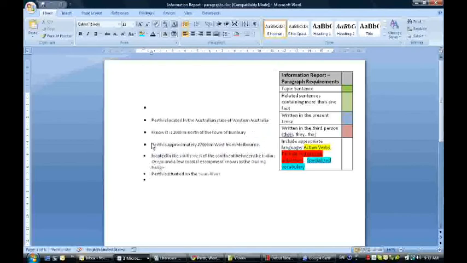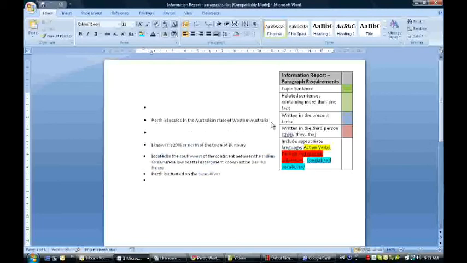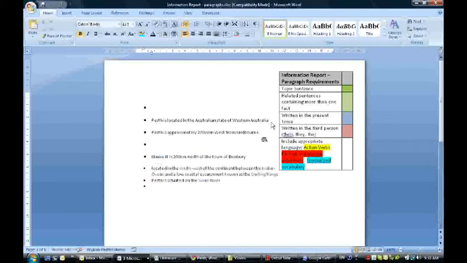I'm also going to put this, Perth is approximately 2,700 kilometres west of Melbourne, because I know, we're living in Victoria, we all know where Melbourne is, so that's another relevant piece of information.